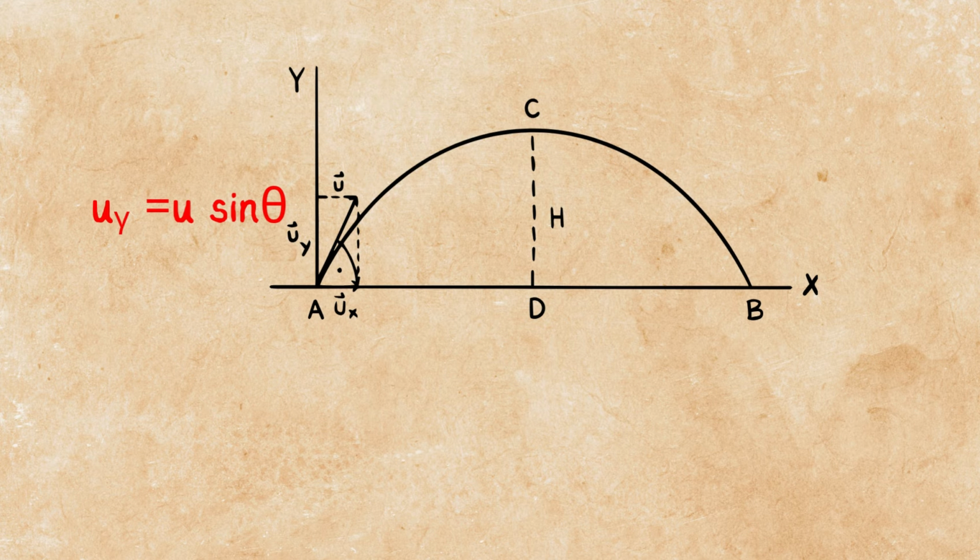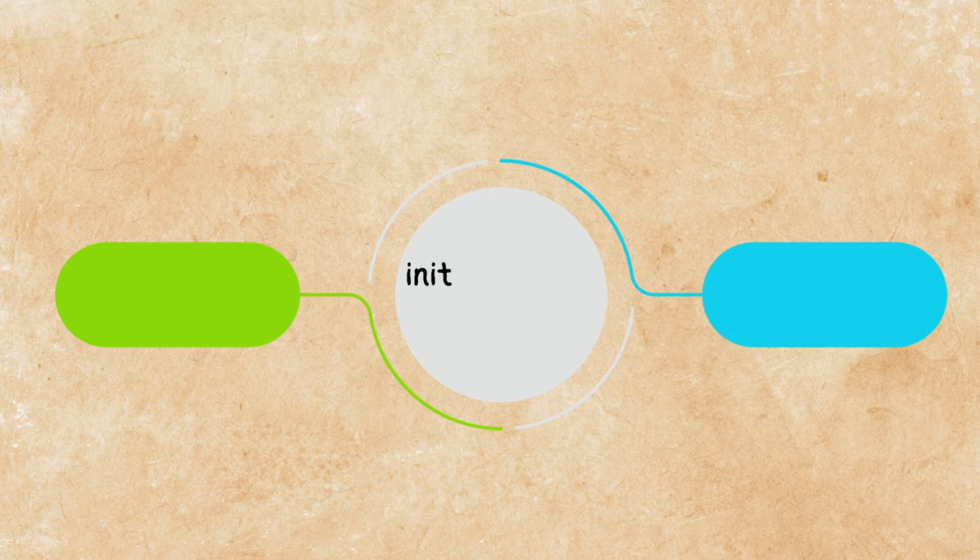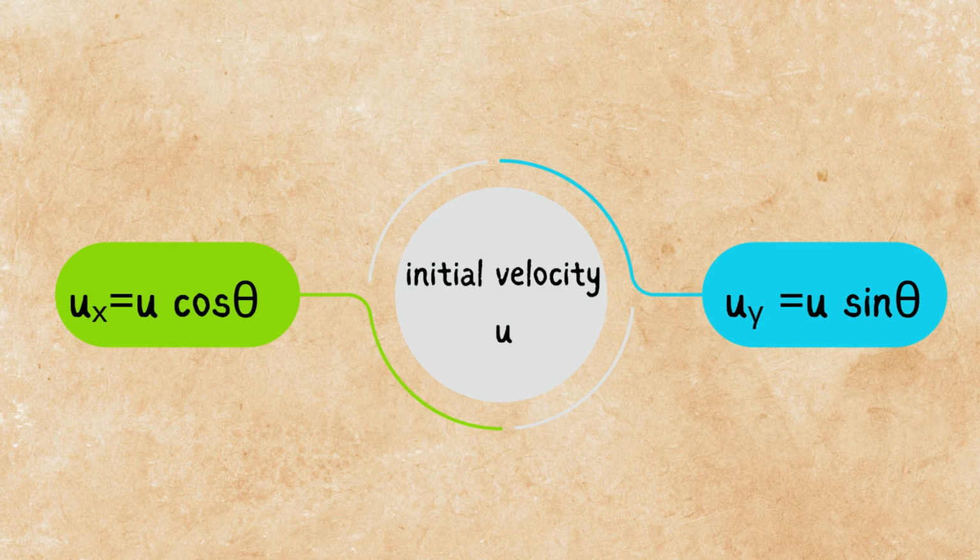Let's get started with the initial velocity. At the beginning, initial velocity can be divided in two parts. The horizontal component, ux, and the vertical component, uy. Horizontal component is u cosine theta and vertical component is u sine theta. So we don't have only one initial velocity. We have it in two dimensions now.